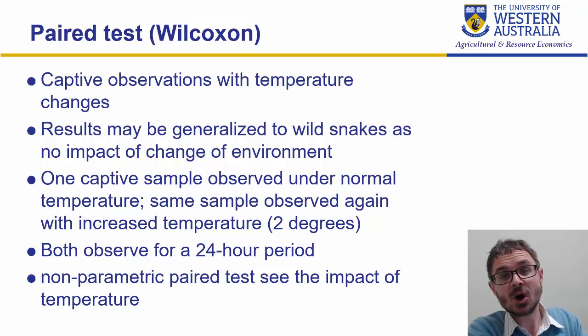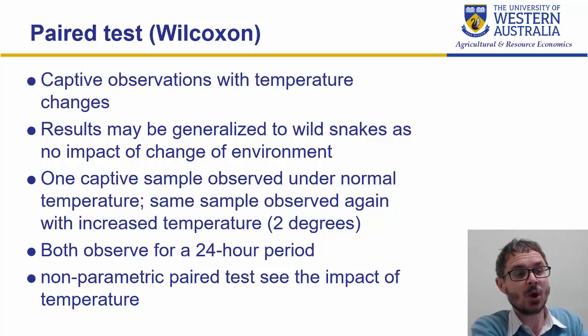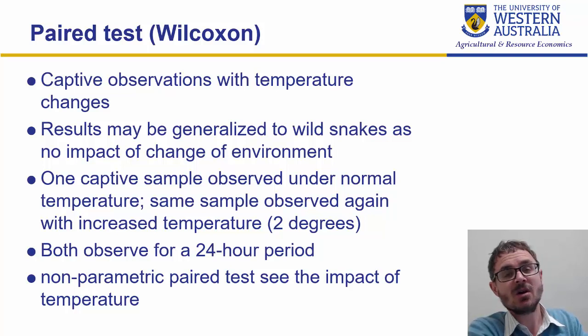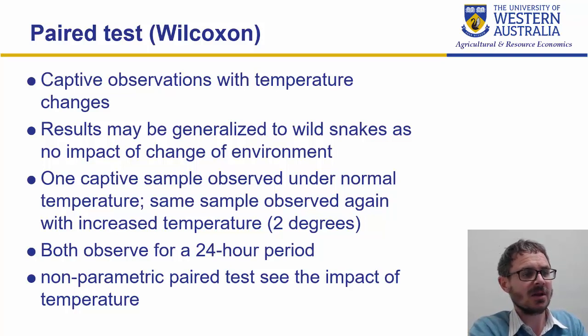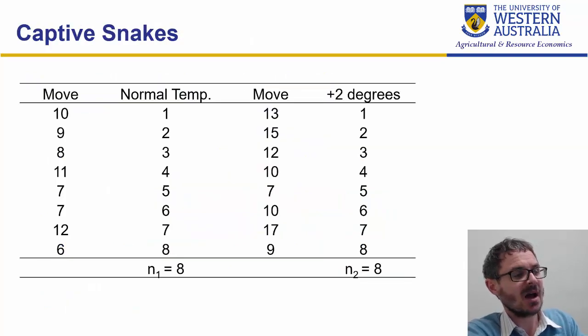And this is a non-trivial difference. So remember, with small differences, it's going to be hard to detect a difference. We're going to have low power. So we've got a relatively small sample of captive snakes. So we're going to look for setting the difference quite large, observe over a 24-hour period, and conduct our non-parametric test. So here is our movement.